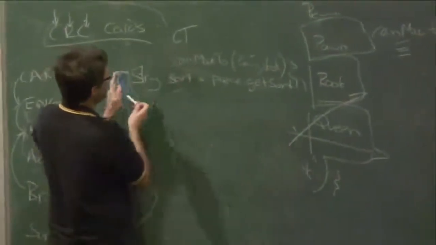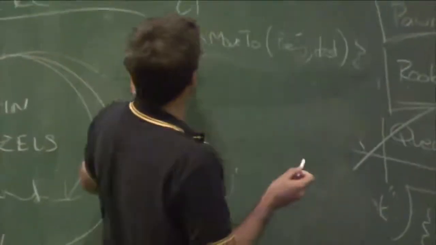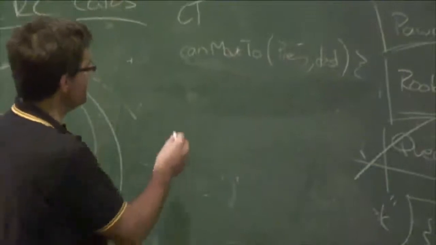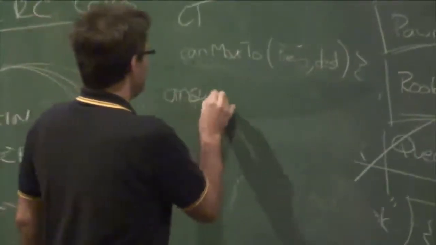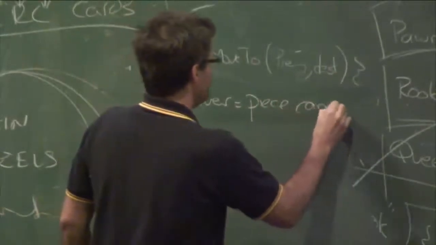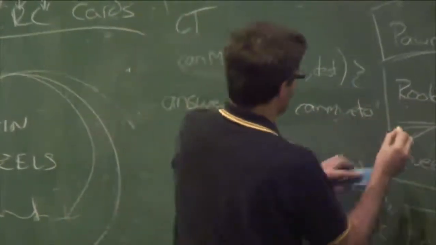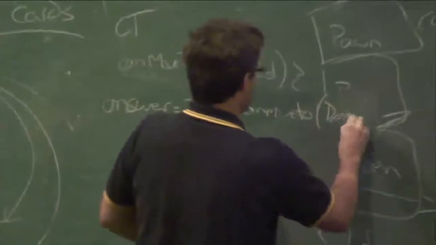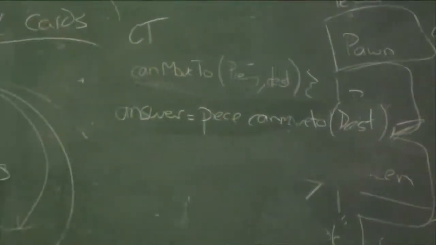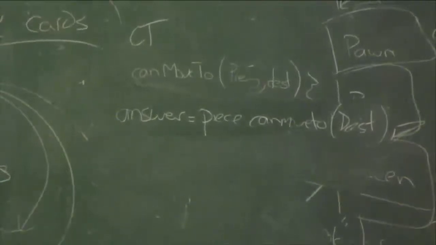You simply say can move. Well, if you needed to do this, you don't even need to do this anymore, but if you did, you just say answer equals piece dot can move to.